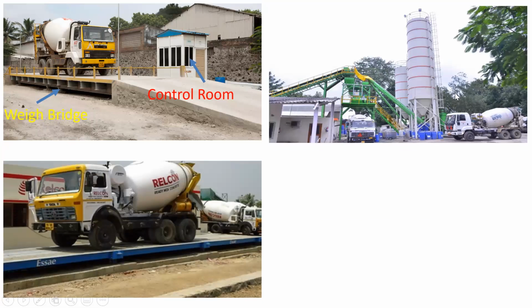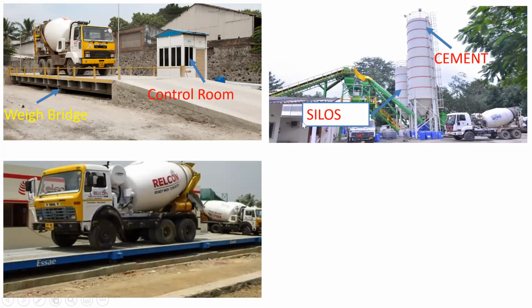So this is a batching plant. This is how a batching plant looks. So we have cement stored here, and we call this the silos. And you have your transit mixer ready here to carry the concrete, which is processed from this plant. We call this a concrete batching plant.